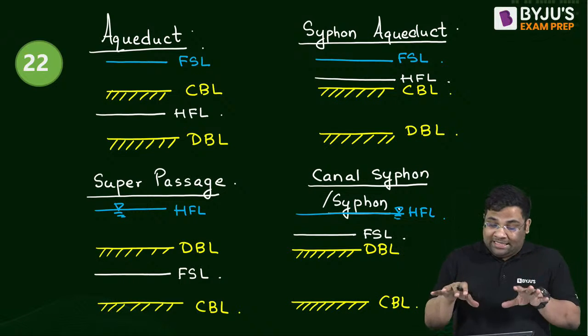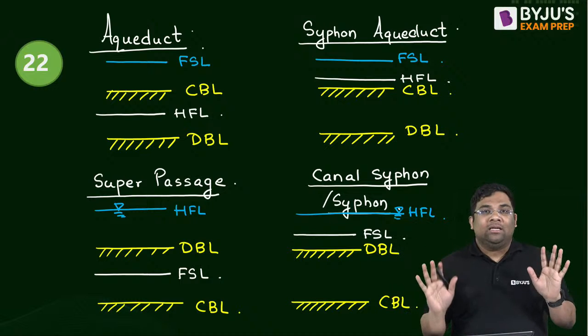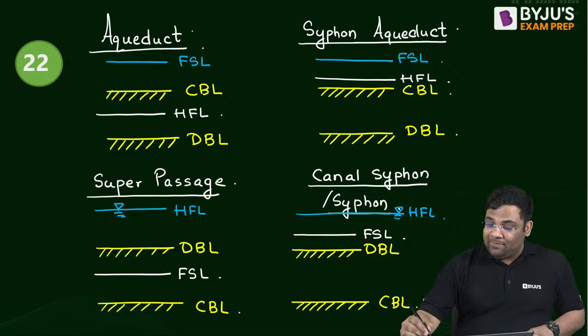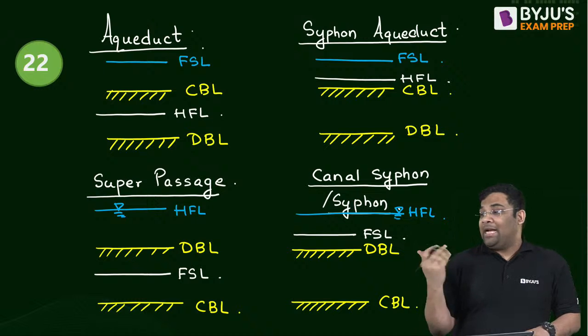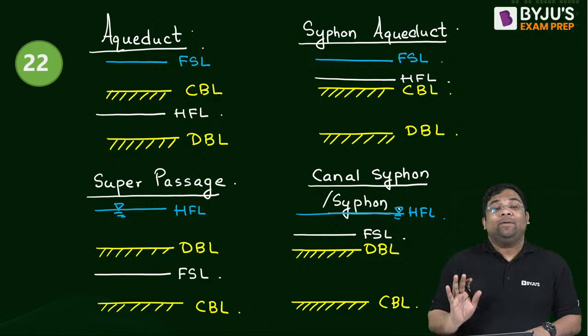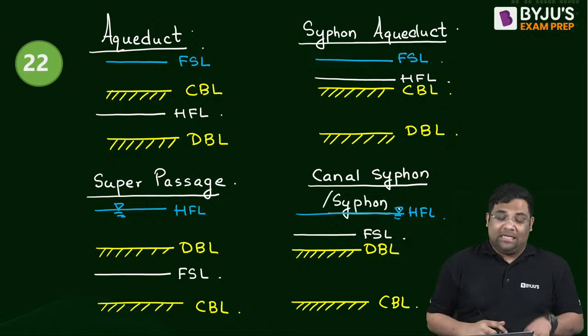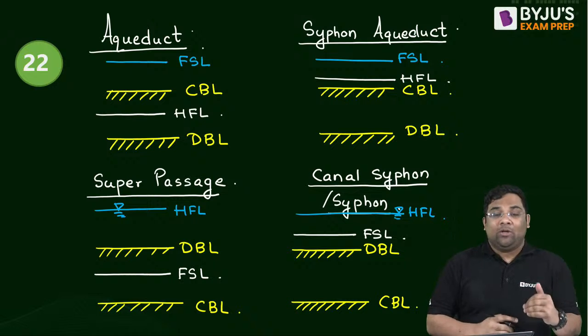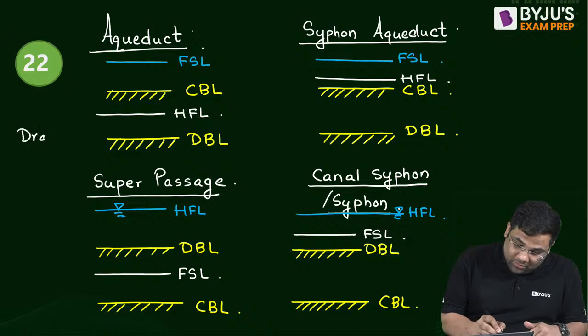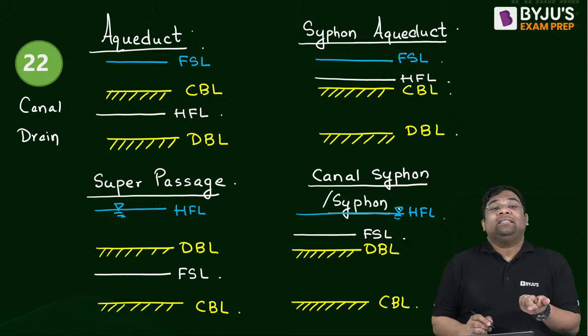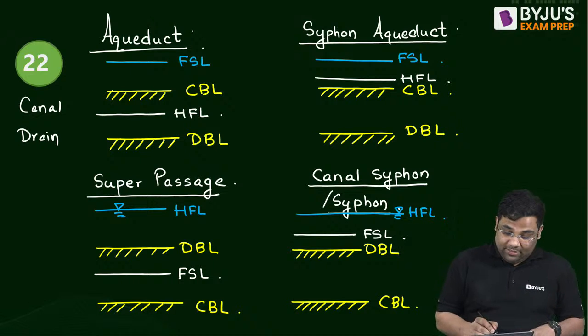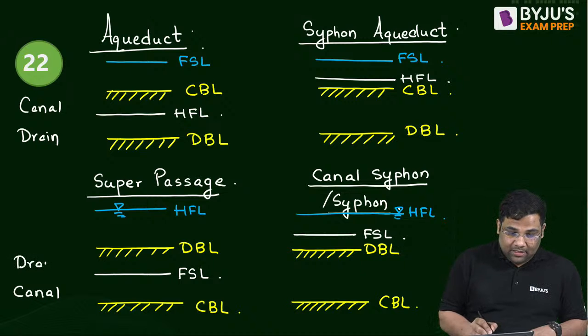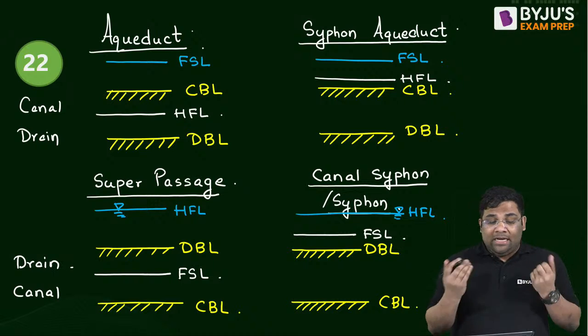Now better is to understand from this diagram than the actual diagram. The actual diagram can be confusing, but this diagram is easier to understand. So aqueduct and siphon aqueduct, they are similar. How? DBL is below, drain is below, canal is up. And in super passage and canal siphon, the canal is below and the drain is up.